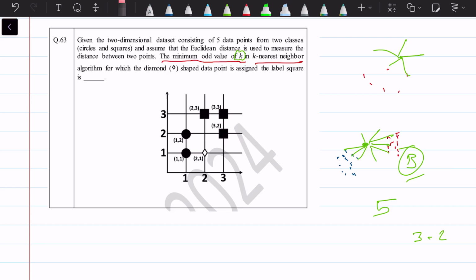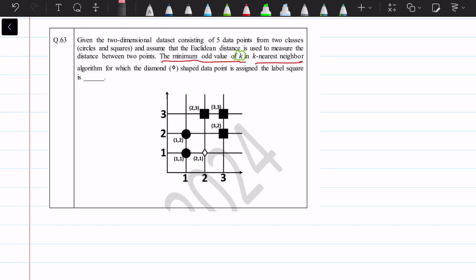So now our question is saying that for this diamond to be assigned as class B, or the class square, how many nearest neighbors should be considered? Okay, so what we'll do, we'll first calculate the distance of this new point to every other point, and then we'll see, starting from 1, 2, 3, at which k the nearest neighbors are such that we should assign the class square. Fine. So first let's calculate the distances.